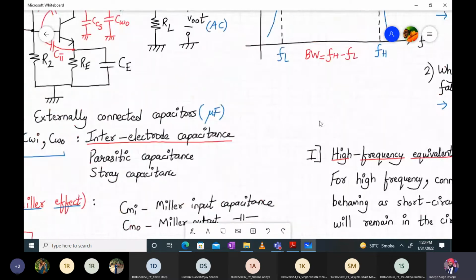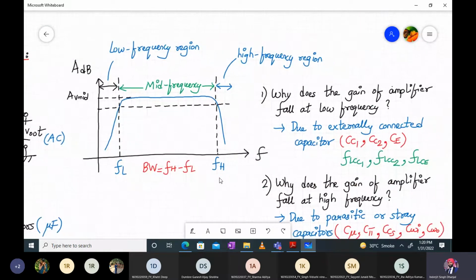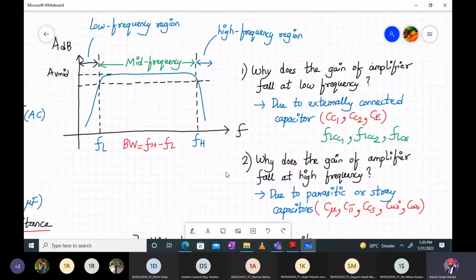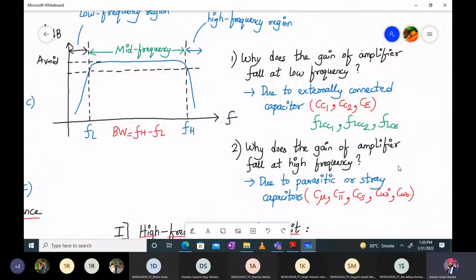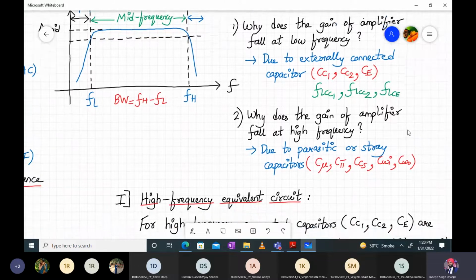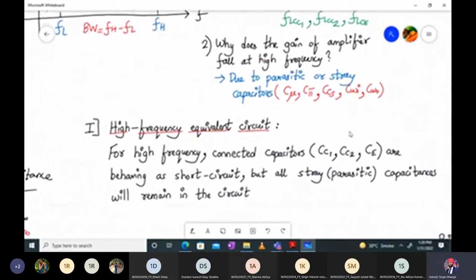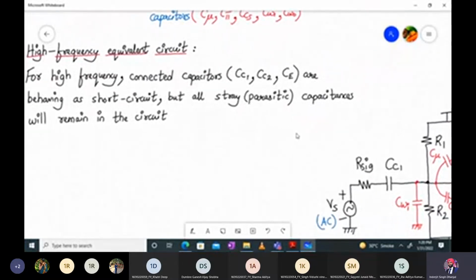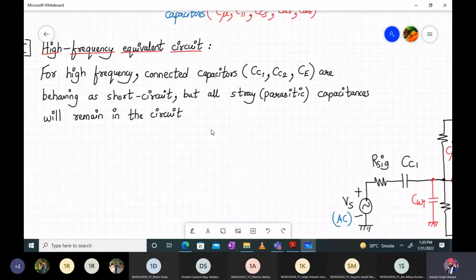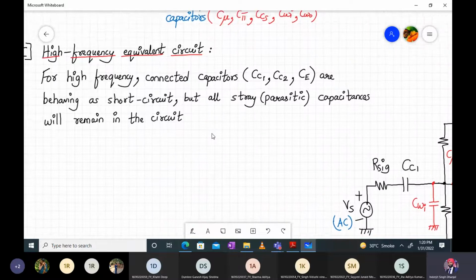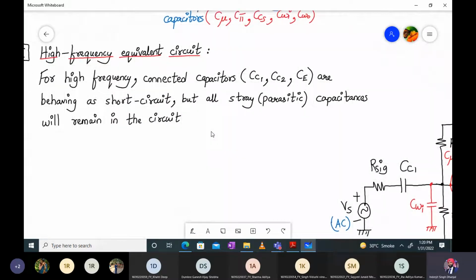And yeah, so for today's lecture, we have discussed why the gain of the amplifier falls at low frequency and why the gain of the amplifier falls at high frequency. So we'll see today how the gain of the amplifier is actually affected by these externally connected capacitors and internally present parasitic capacitances. Now, for this part, we are determining the high frequency response, right? So for high frequency, connected capacitors CC1, CC2, and CE behave as short circuit, and all the stray and the parasitic capacitances will remain in the circuit. Now, why is this possible?